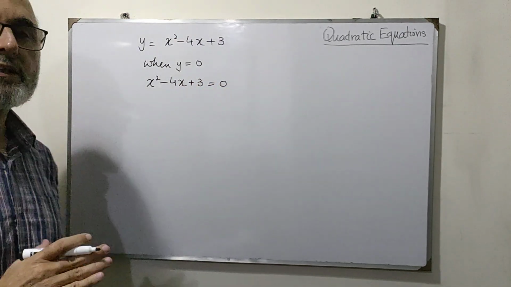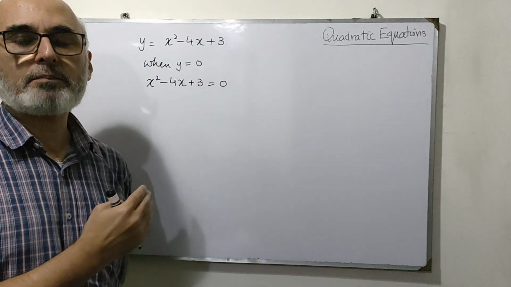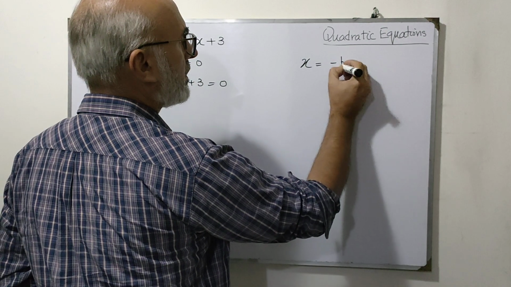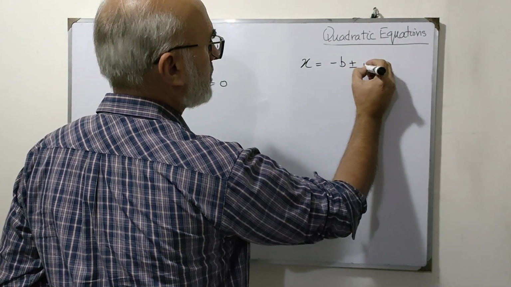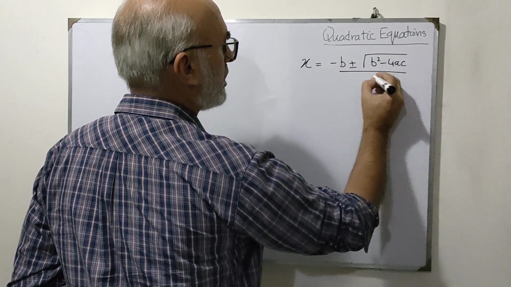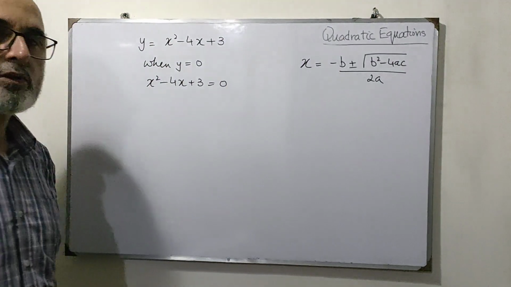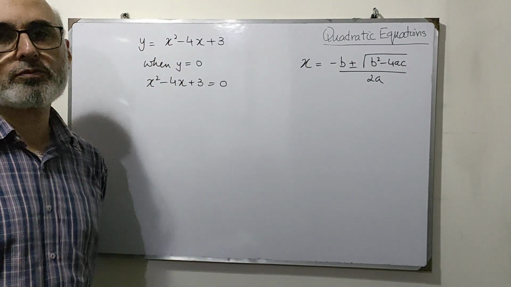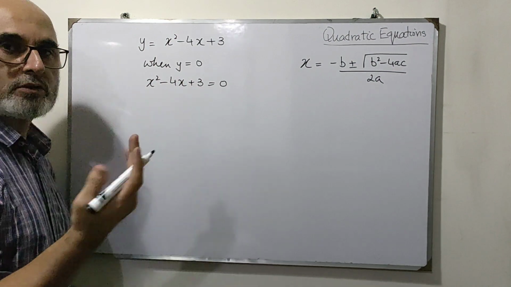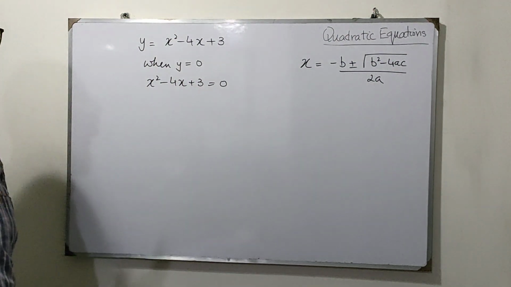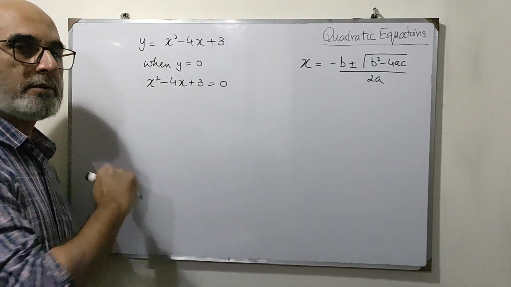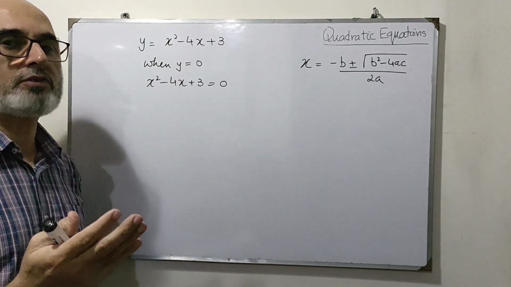Now we can find the values of x either by middle term breaking or by applying the formula x is equal to minus b plus minus square root of b square minus 4ac over 2a. So we can check by both the methods what values we are going to get. Okay, so 1 and 3, so it's 3. So we have to make sure that when we are breaking the middle term, by multiplying we need positive 3, and by adding we need minus 4.